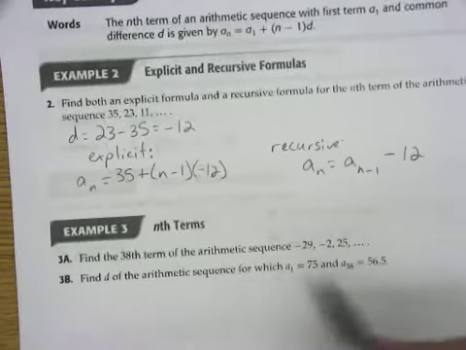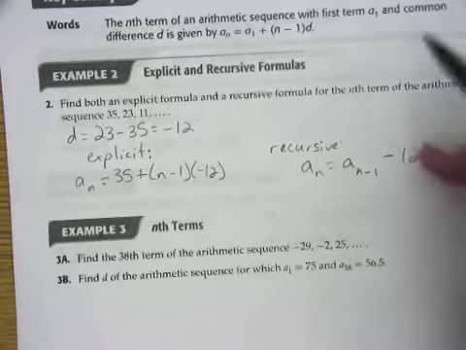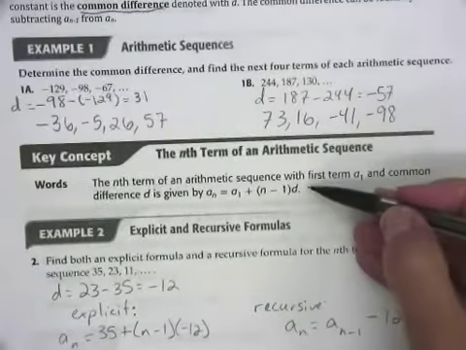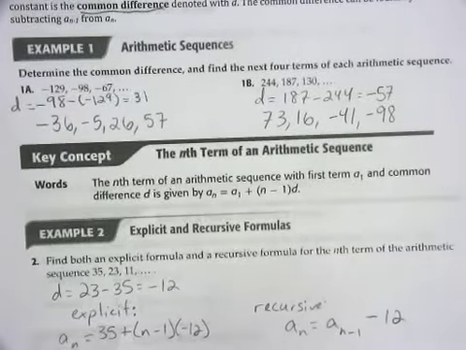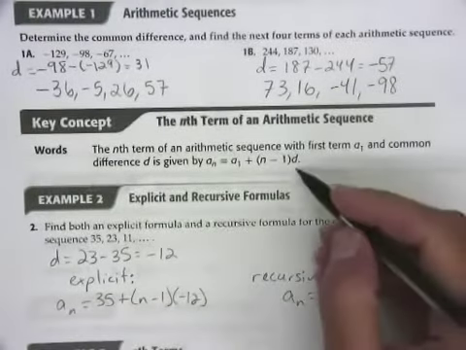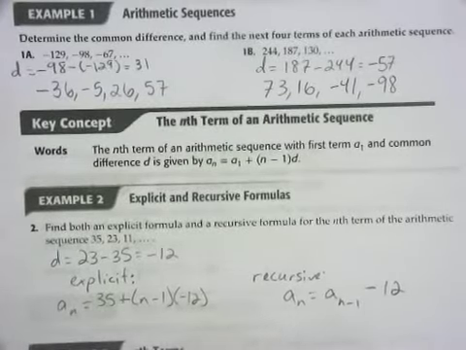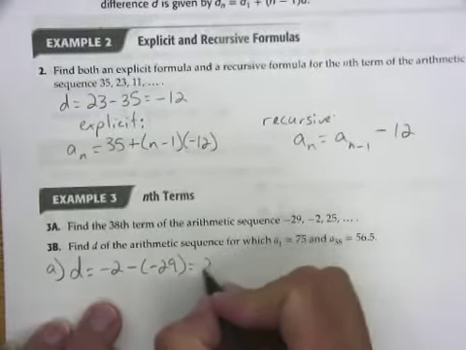So now we're finding the nth term in a sequence, and it's a whole lot easier when I have this formula. So in this formula, I know what my a sub 1 is. I know which term I'm looking for, but I don't yet know my common difference. Well, that's easy to find. My common difference is negative 2 minus negative 29. So that gives me 27.